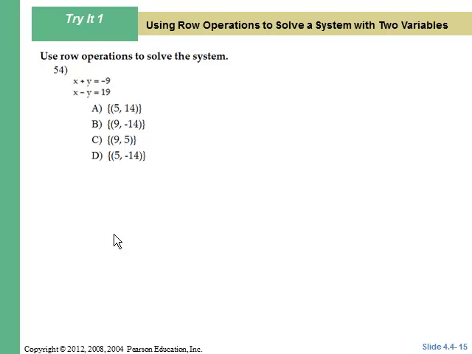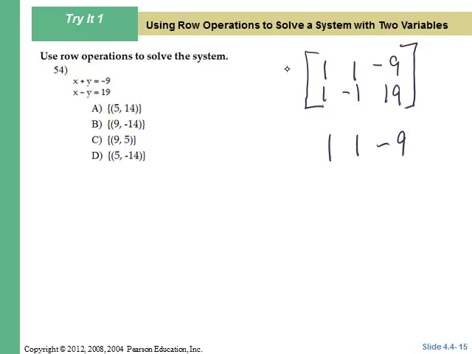Okay, how about this one? This one's kind of interesting when you solve it using it. We have 1, 1, negative 9, 1, negative 1, 19. First row already has a 1 in the first spot. Now let's multiply the first row by negative 1 and add it to the second row. I'm going to change colors here. Negative 1 times 1 is negative 1. Add 1 is 0. Negative 1 times 1 is negative 1. Minus 1 more is negative 2.